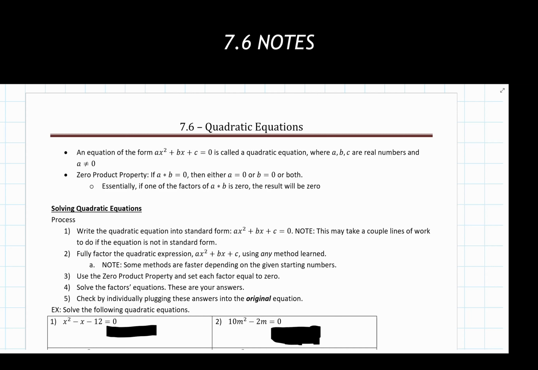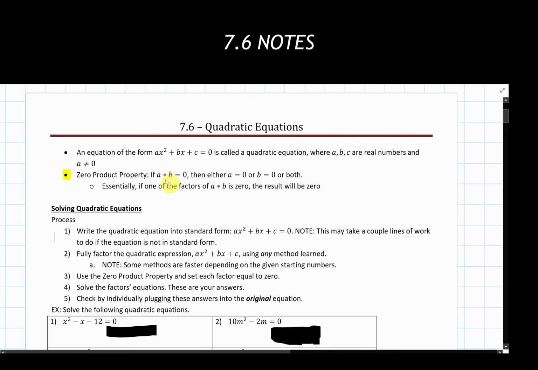Now, to get started with this, there is one specific property that we do need to make note of before we get started and in working through our process, and that's the zero product property that we have right here. The zero product property states that if we have A times B equal to 0, then that tells us that either A or B are equal to 0, or both of them are equal to 0.